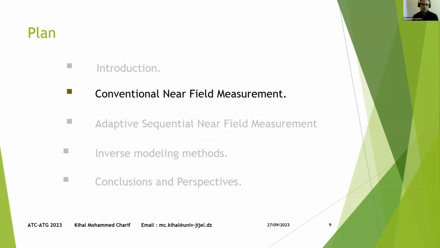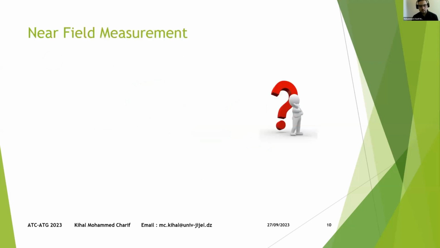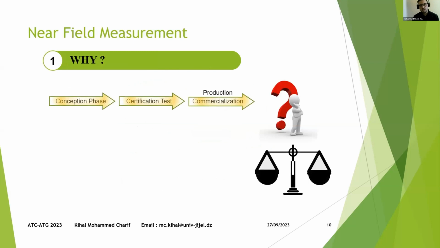Near field measurements. We start with a definition of the conventional measurement principle. We then present the idea of a sequential adaptive measurement. To better understand a near field measurement, we must answer three questions. Why do we approach a near field measurement? How to carry out a near field measurement? Moreover, what are its limits?